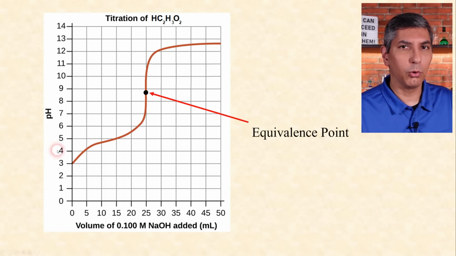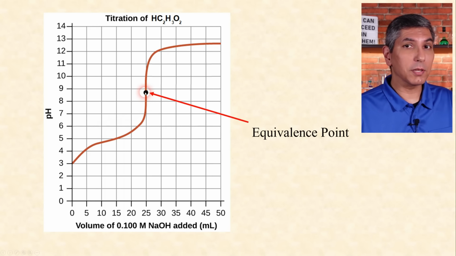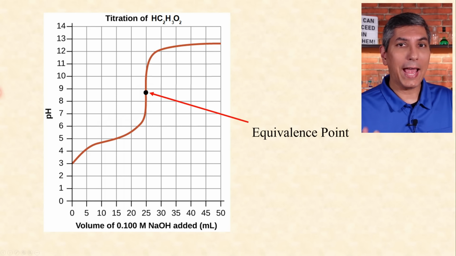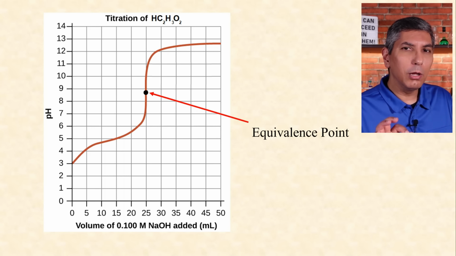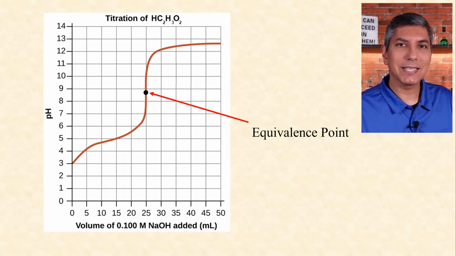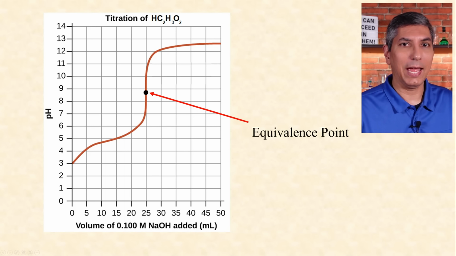This inflection point represents the equivalence point of the titration. This is the point where the number of moles of acid is equal to the number of moles of base that have been placed into the titration flask. We can look at that equivalence point and decide what type of titration we're looking at.